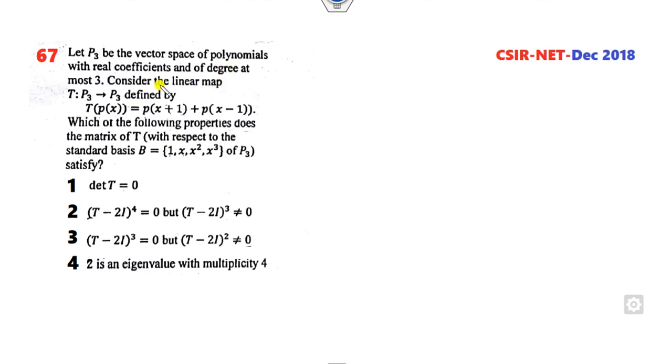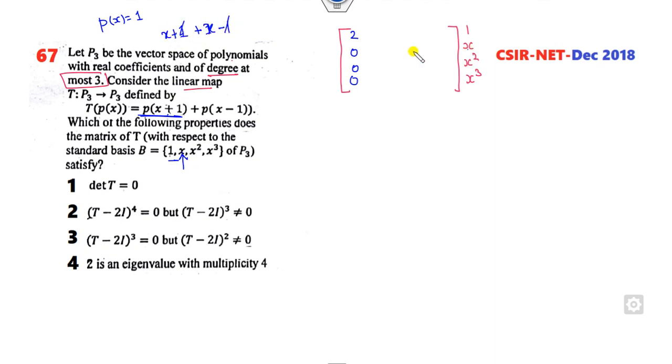Okay, look at this one. It's a vector space, a linear map on polynomials of degree at most 3. That's very simple. Again, you have to construct the matrix. These are my bases. Look at the first one. If I simply take p(x) as 1, what is that? This is 1 plus 1, that's a constant 2, rest are 0. If I take the second, that's x, this is x plus 1 and another one is x minus 1, so that's 2x. The coefficient of x is 2, rest all are 0.